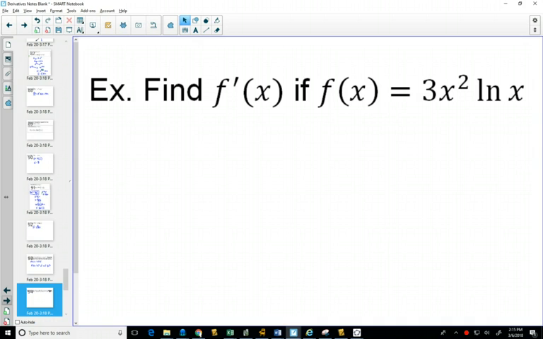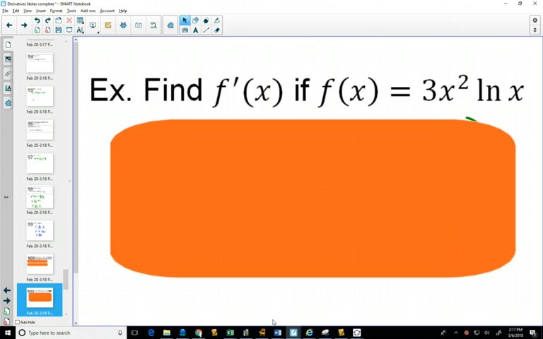You want to try this one, or do you want to do it together? I want to try this one myself. Okay. I'll put up the answer in a bit. And the results are.